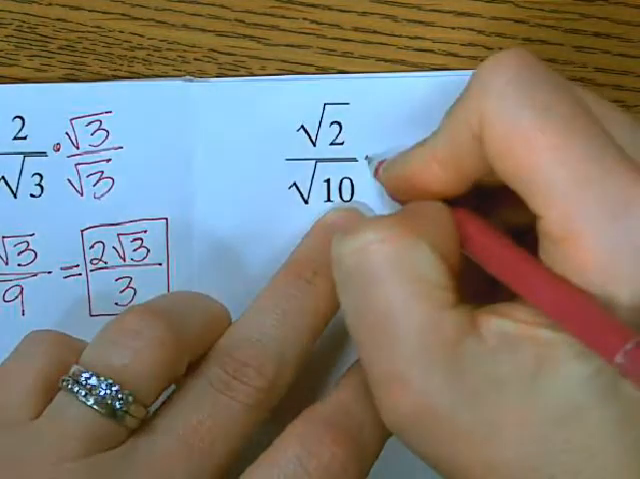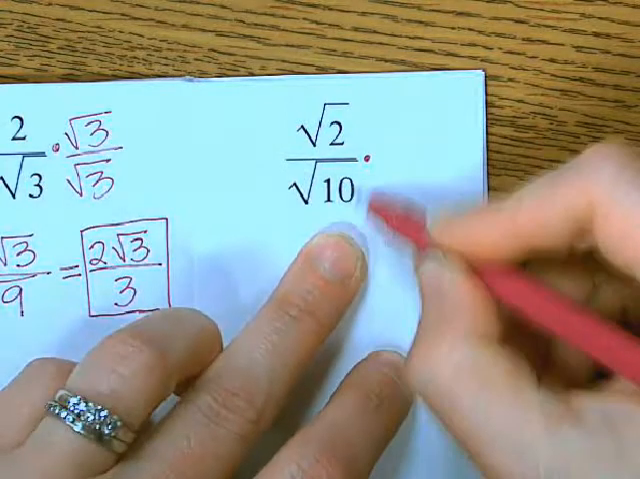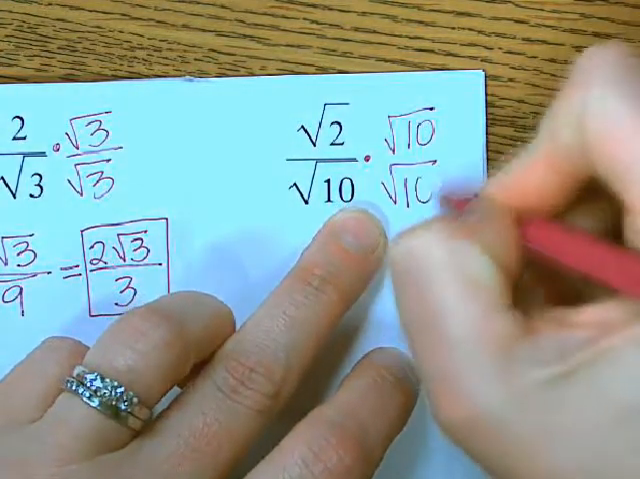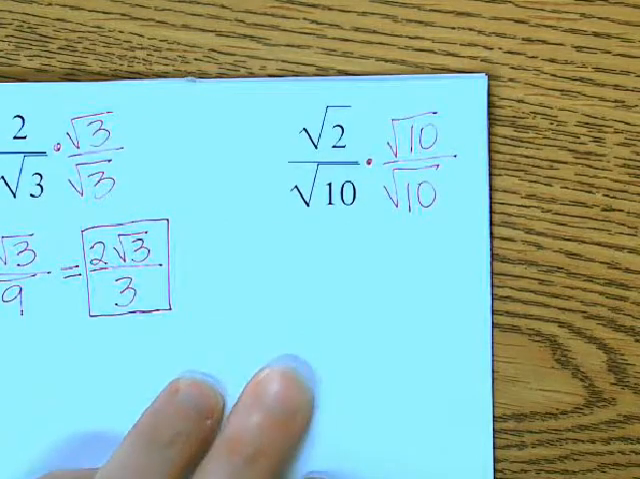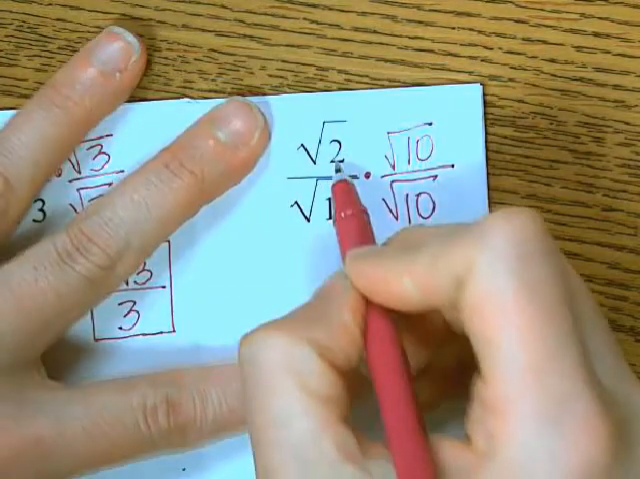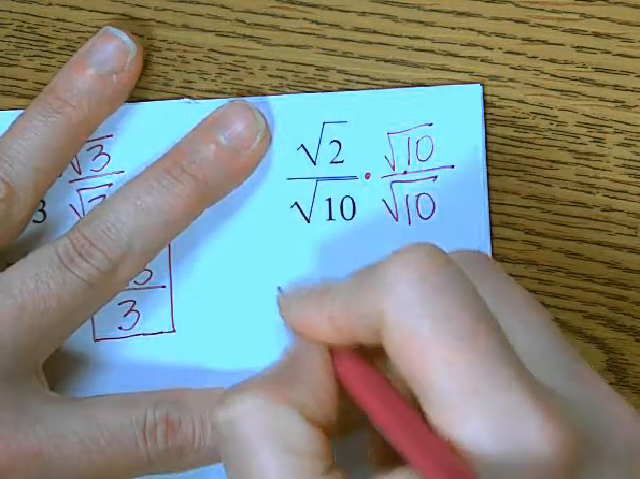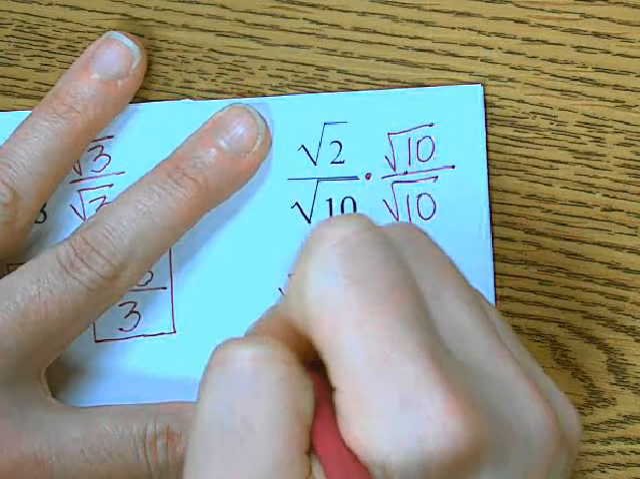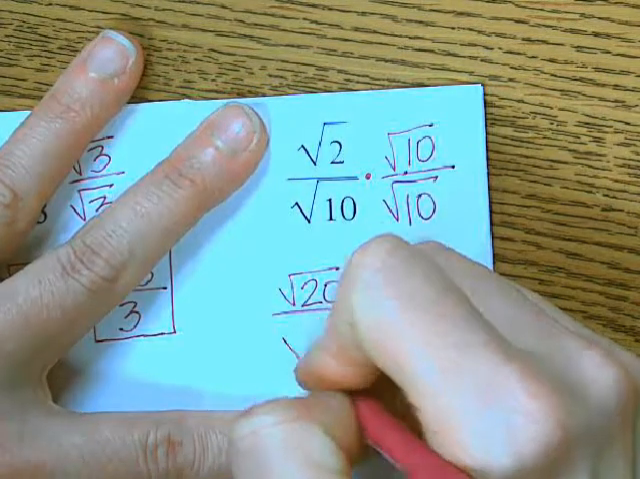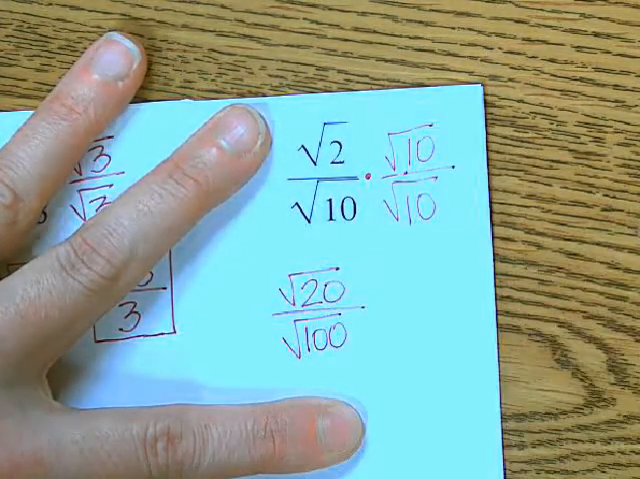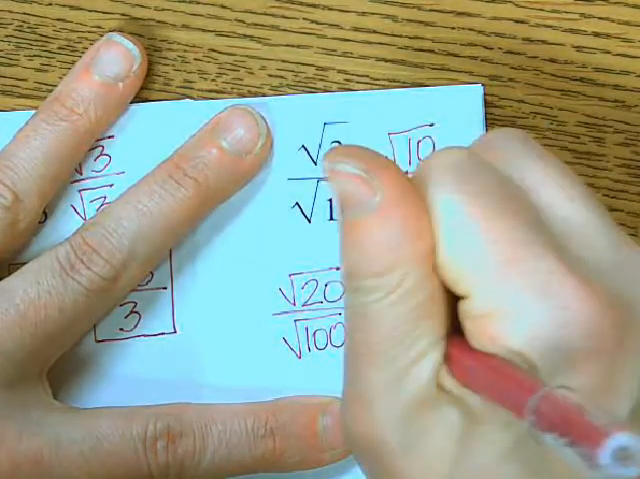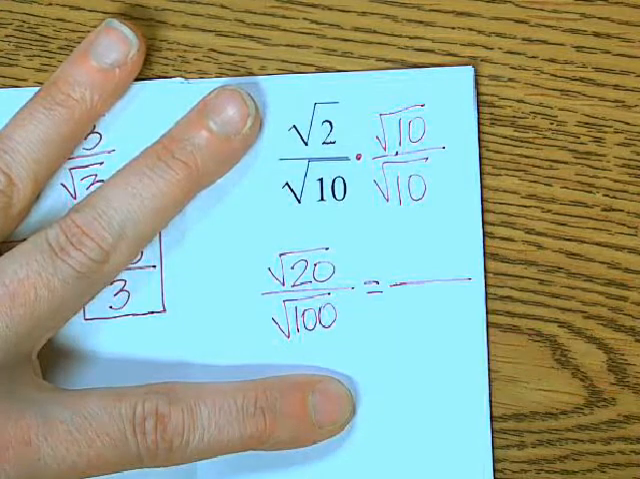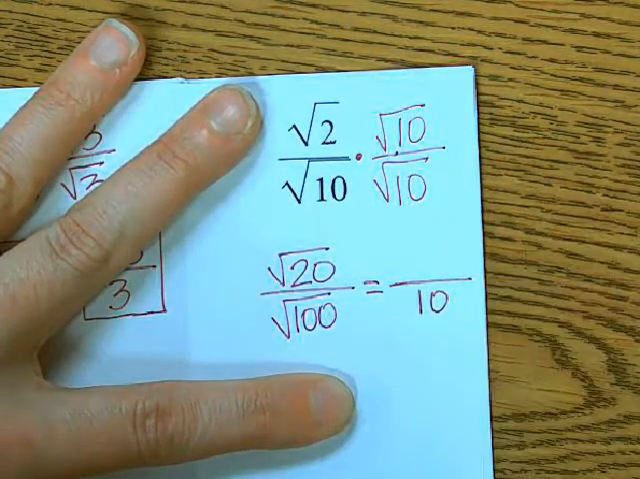Okay? Alright, let's look at the next one. Square root of 2 over the square root of 10. So we're going to multiply the top and the bottom by the square root of 10 so that the radical will disappear. Okay? So now we have square root of 2 times square root of 10, which is square root of 20. 2 times 10, they're both underneath. And then we have square root of 10 times square root of 10, which is square root of 100. Okay, so to simplify this, we first need to realize that the square root of 100 is a square number, so we're going to go ahead and pull it out.